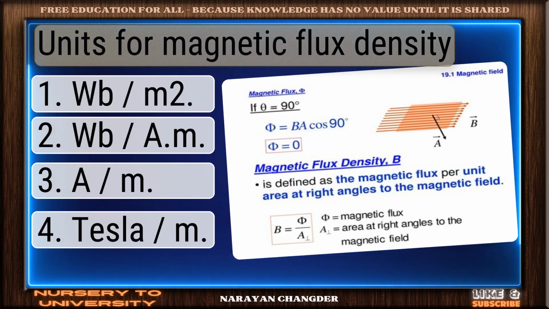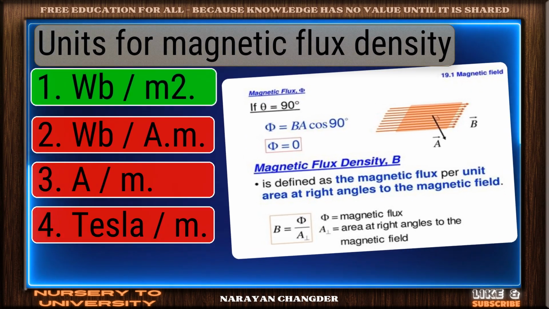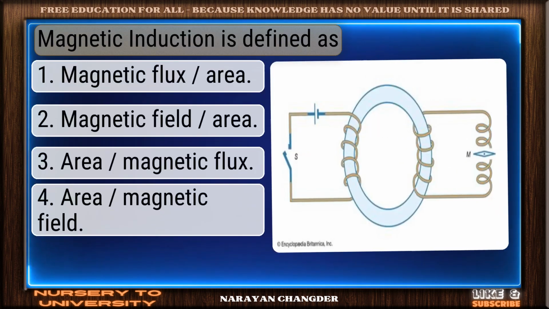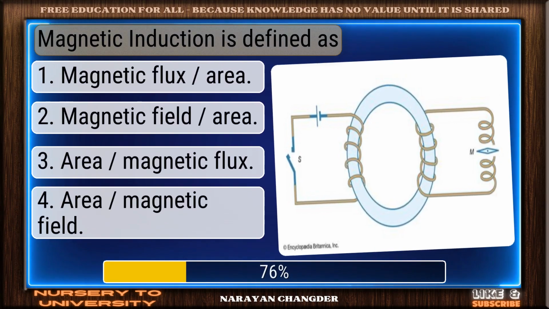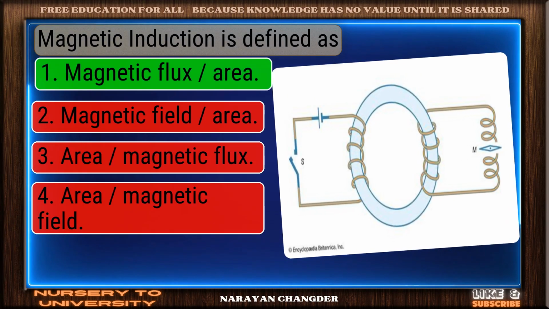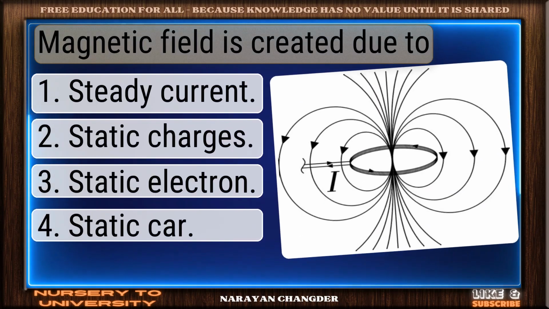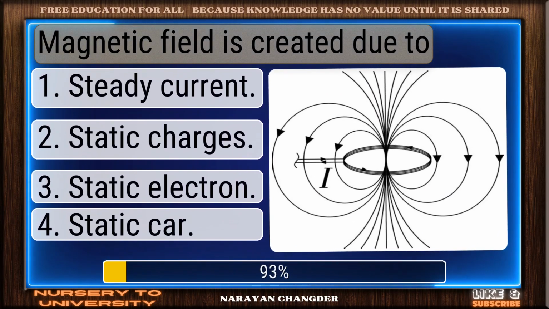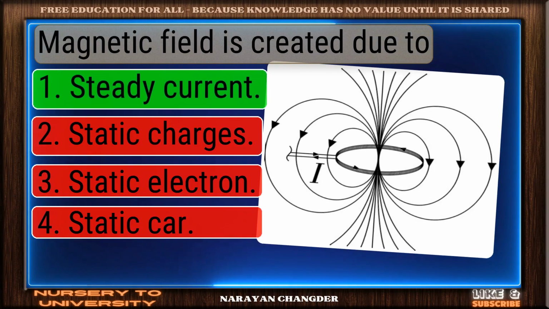Units for magnetic flux density? Well picked. Wb/m² is the correct answer. Magnetic induction is defined as? Excellent choice. Magnetic flux per area is the right answer. Magnetic field is created due to? Correct. Steady current is the right answer.